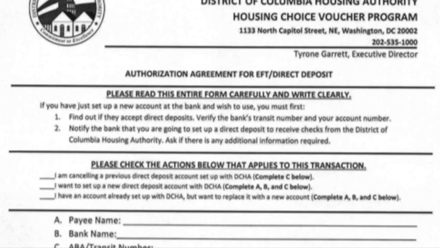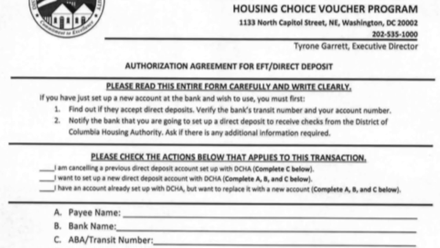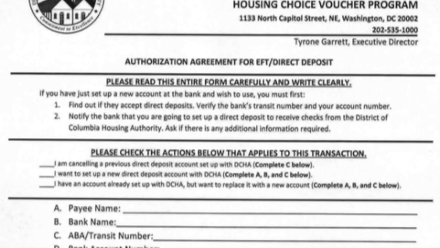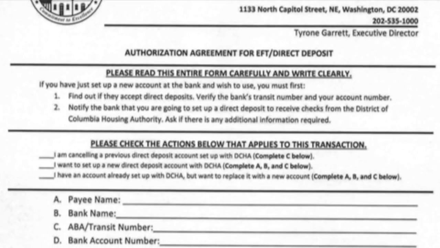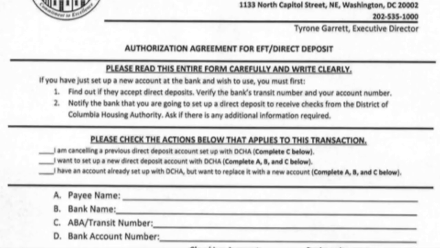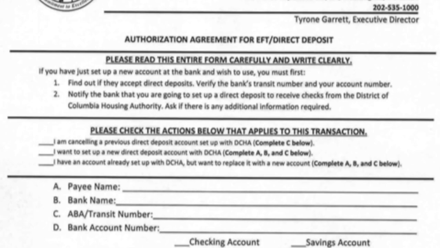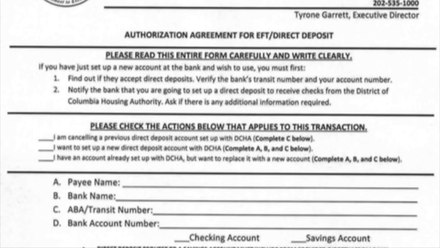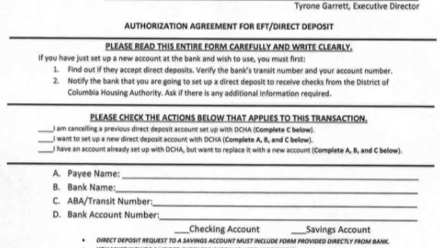I am canceling a previous direct deposit account set up with DCHA. Complete section C below. Or I want to set up a new direct deposit account with DCHA. Complete sections A, B, and C below. Or I have an account already set up with DCHA but want to replace it with a new account. Complete sections A, B, and C below.